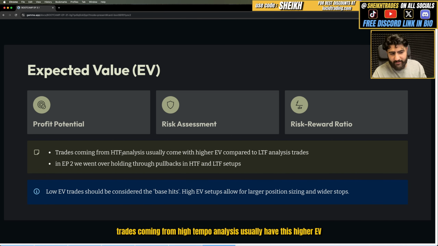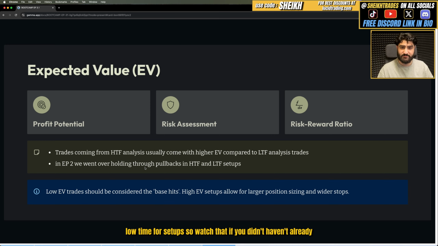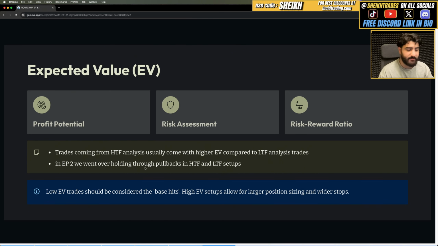Trades coming from higher time frame analysis usually have this higher EV. When I take a trade from a higher time frame analysis, I know that I can expect multiple legs and I can make a lot of money, and that's a higher EV trade. And lower time frame analysis trades, where it's just a quick mini FBD or just a quick pullback trade, are lower EV, and those are just base hits. As I said in episode 2, we went over holding through pullbacks and high time frame, low time frame setups. So watch that if you haven't already.